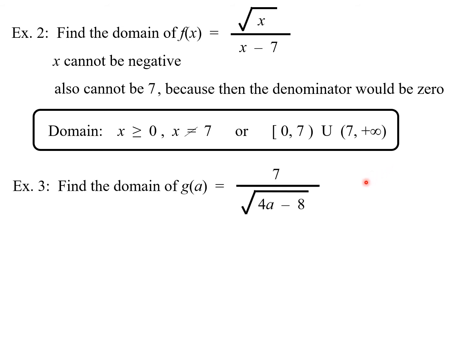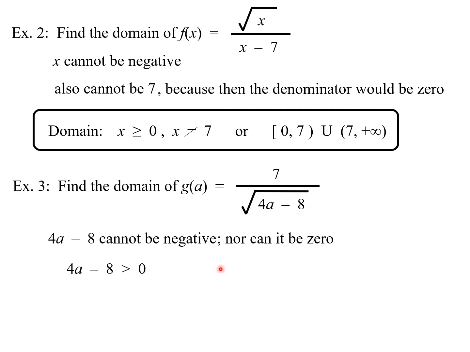What about this one? Now we have a square root in the denominator. So we know that 4a minus 8 can't be negative, but it also cannot be 0, because that would make the square root of 0 equal 0, which would make the denominator 0. So now we have to say that 4a minus 8 is greater than 0. It cannot include 0, like it did in the earlier example. It's non-inclusive with 0. And that actually covers both bases. It can't be negative, nor can it be 0.